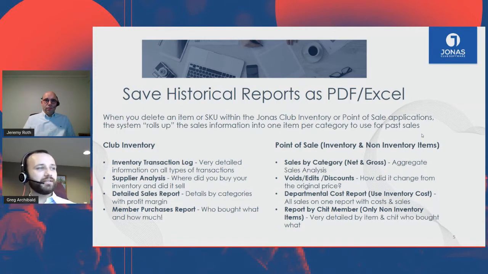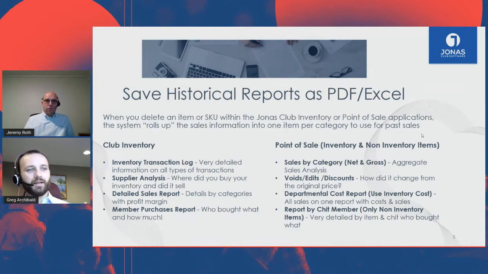And if you're planning on deleting things out of Jonas, just like it says in the middle of the screen, deleting things from Jonas tends to get rid of a lot of the sales history. Or more accurately speaking, the system rolls up the sales information for one deleted item into one item per category. So there's really not a huge amount of reporting you can do if you want to start deleting things from the system.